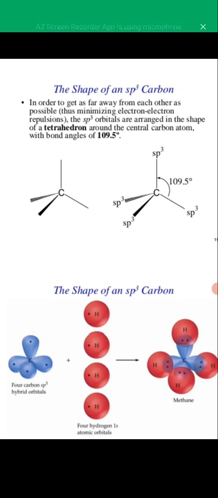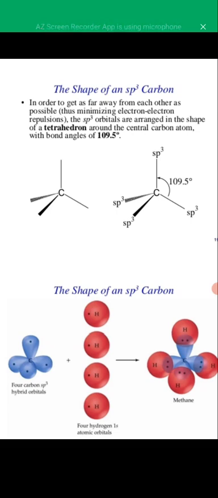So if you arrange it, for example, in a parallel direction, or parallel to each other, we're going to have electron repulsion, because like charges will repel. Don't forget, electrons are negatively charged. So bringing two negatively charged particles together becomes a problem. So in order to avoid that, they are arranged in a tetrahedron, or you say tetrahedral pattern.